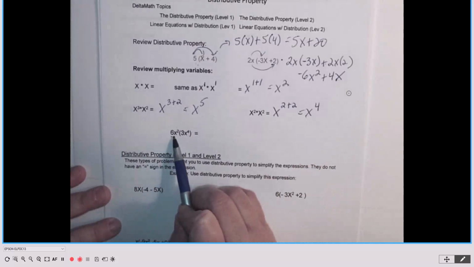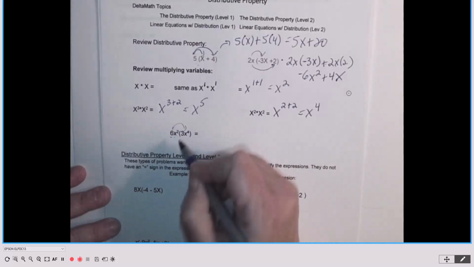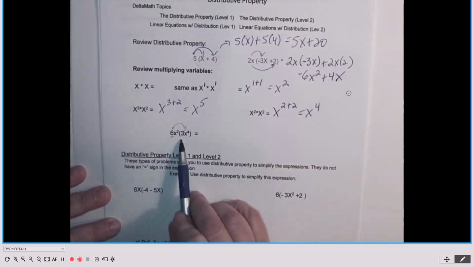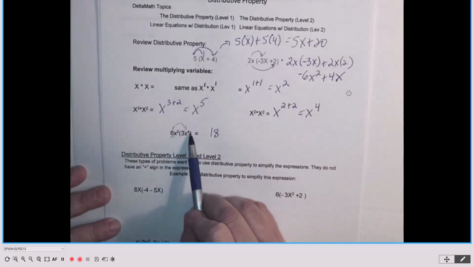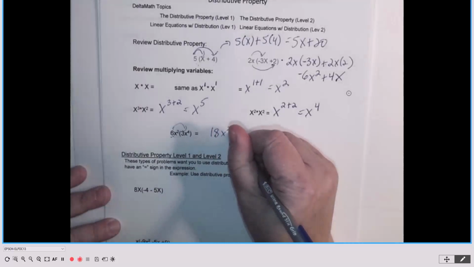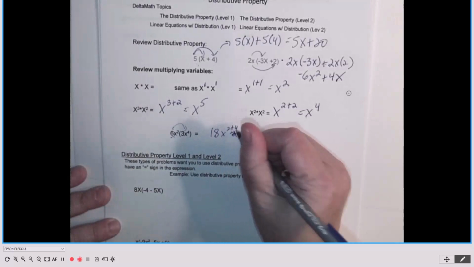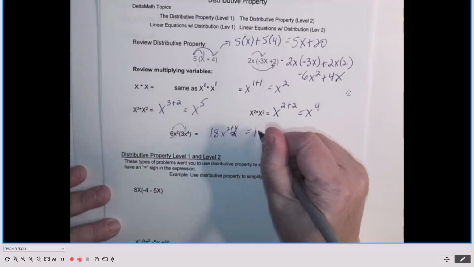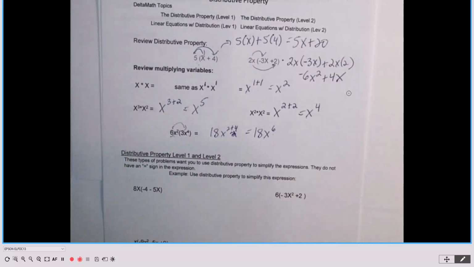All right, so we have 6x squared times 3x to the fourth, and we're trying to distribute that in here. We're going to take 6 times 3, which is 18, and x squared times x to the fourth, remember, we add the exponents, so it's 18x to the 6th. So add up the exponents when you're multiplying.